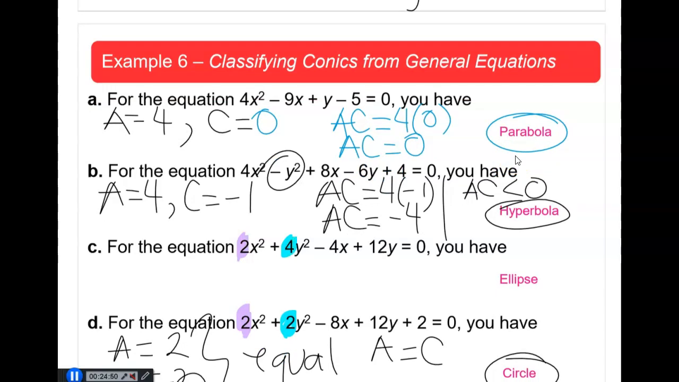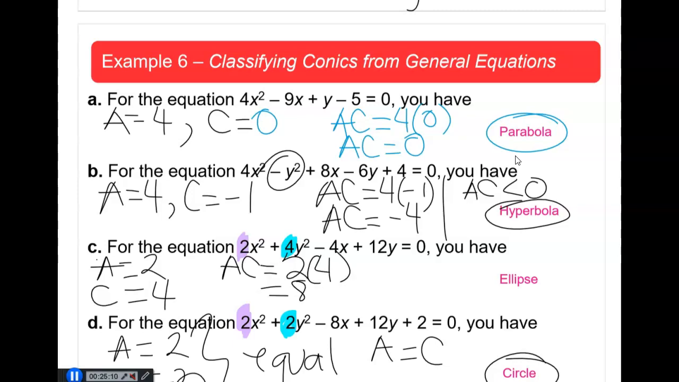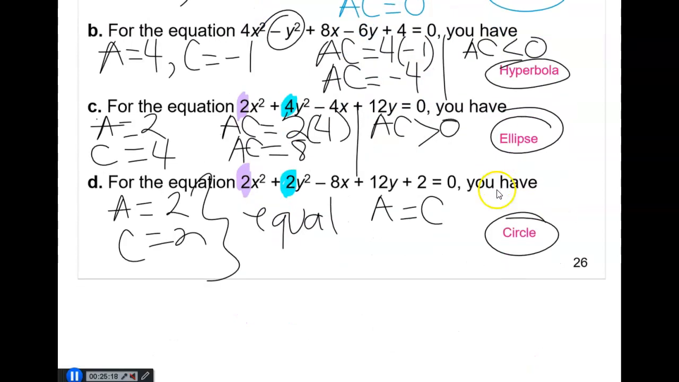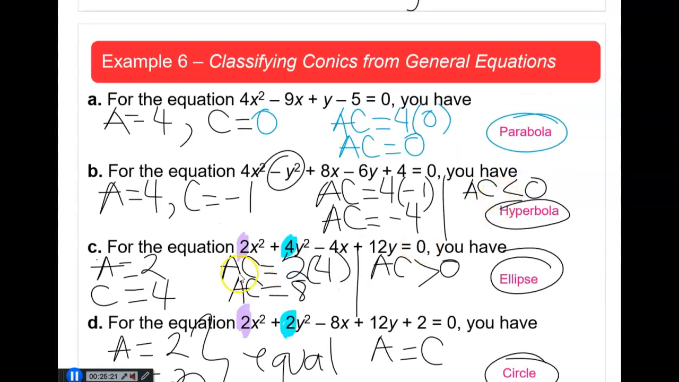And then finally, same steps, we take A and multiply it by C. A in this case is a 2, and C is a positive 4, so the product AC is 2 times 4, which is equal to 8. So we know for a fact that AC is greater than 0, it's a positive number, so we have an ellipse. And this is the end of the video.